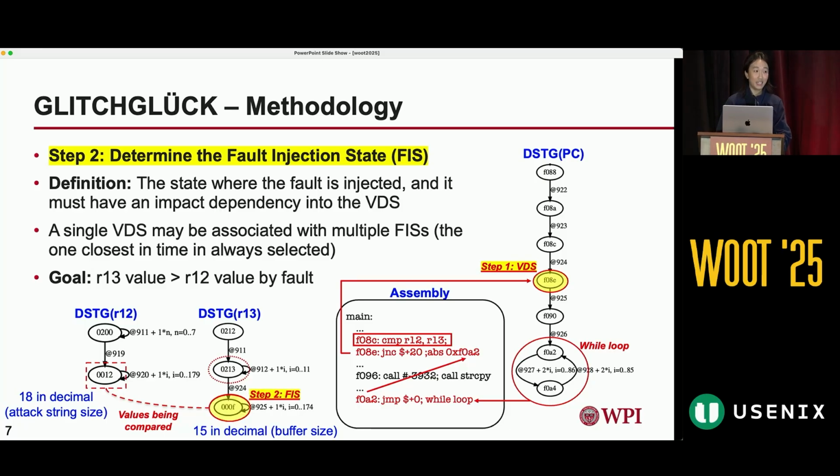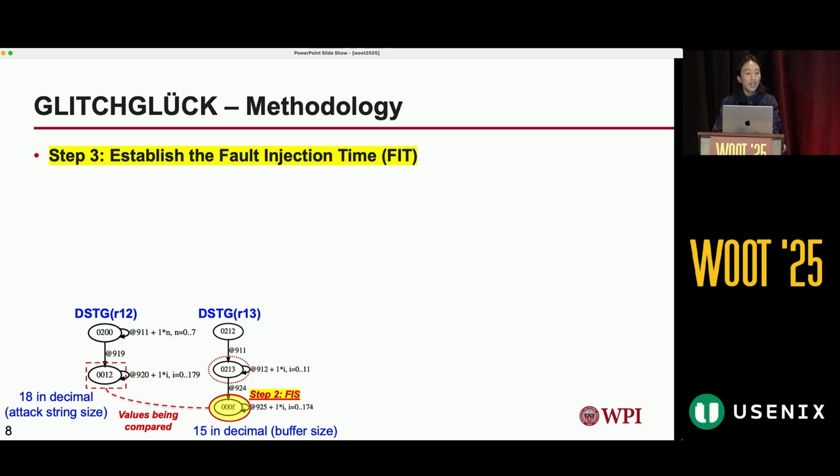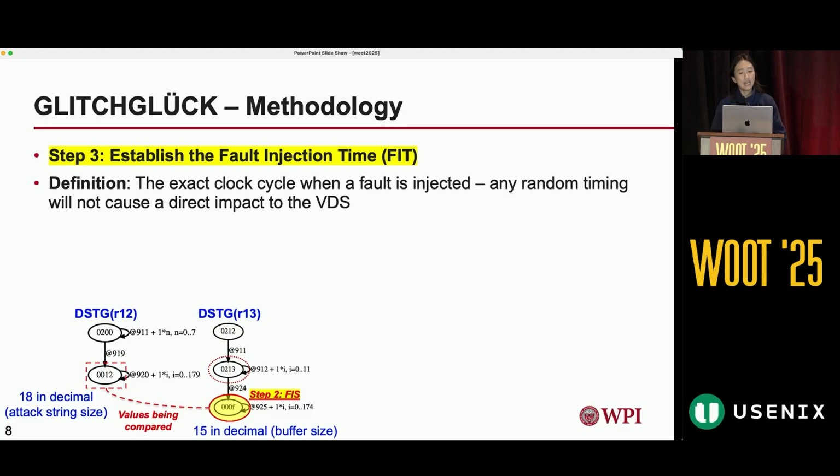So we have decided that the fault injection state is at register R13, and we want to fault the transition from 213 to F. Therefore, we will have a larger value at the time of the comparison, and then we do not jump into the while loop. Most importantly, the next step is to establish the fault injection time. This is the exact clock cycle when the fault is injected, because any random timing will not cause a direct impact that changes the behavior in the VDS.